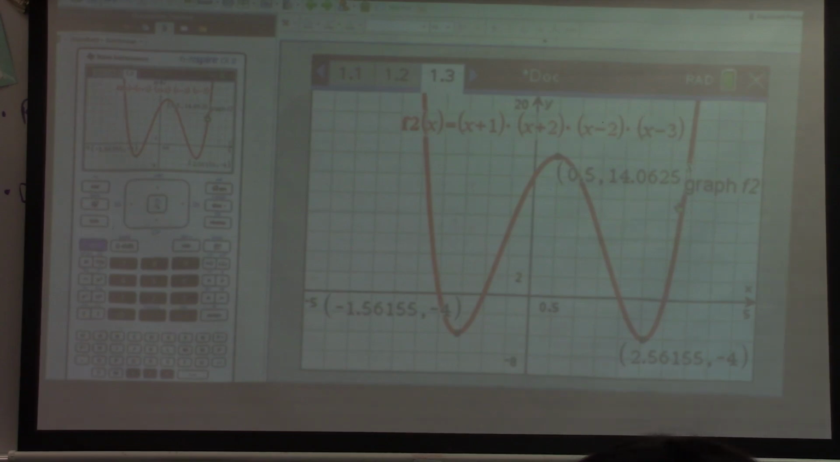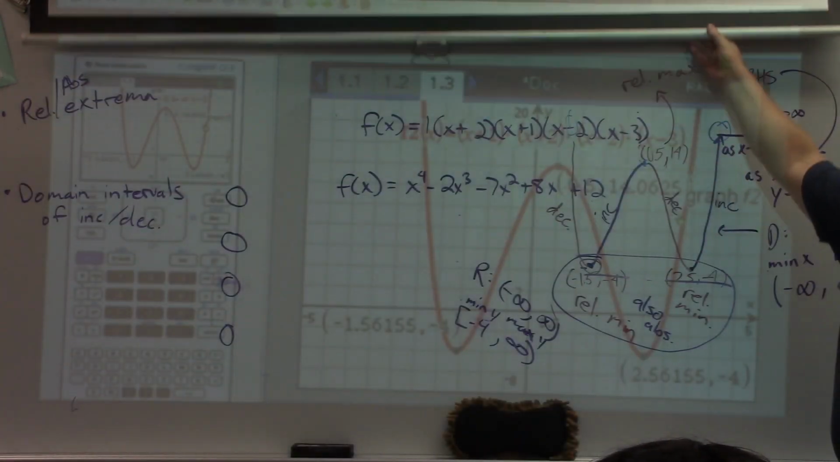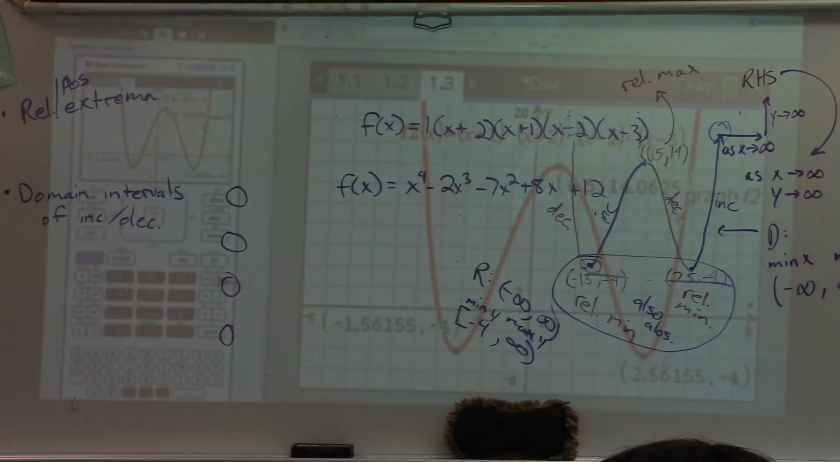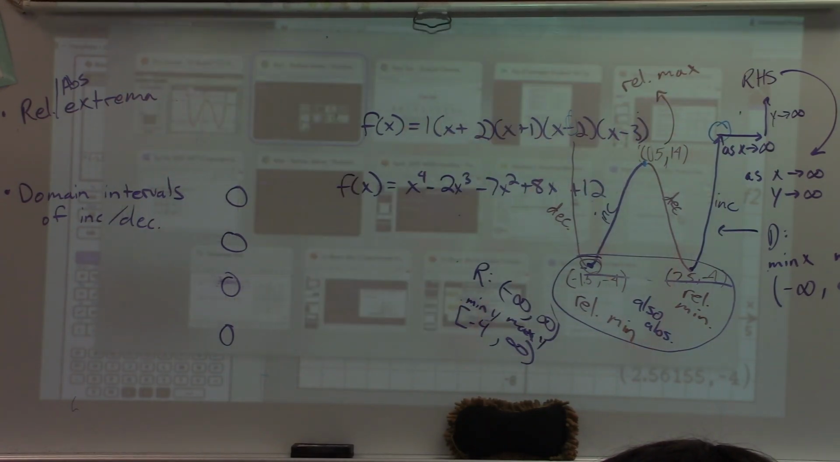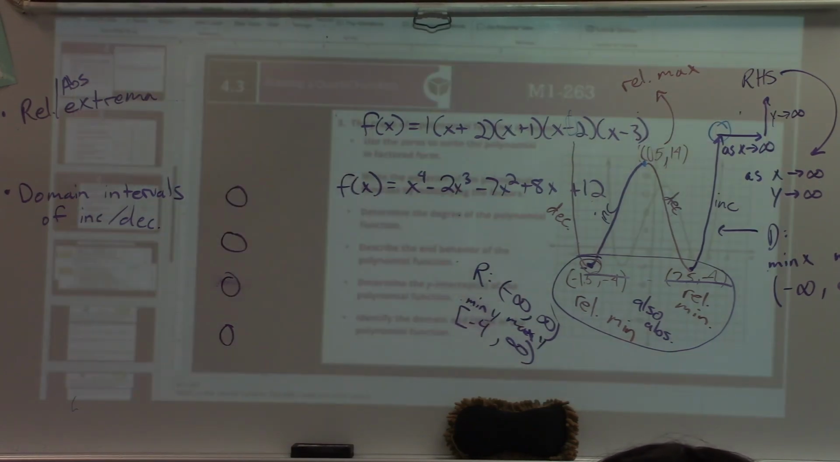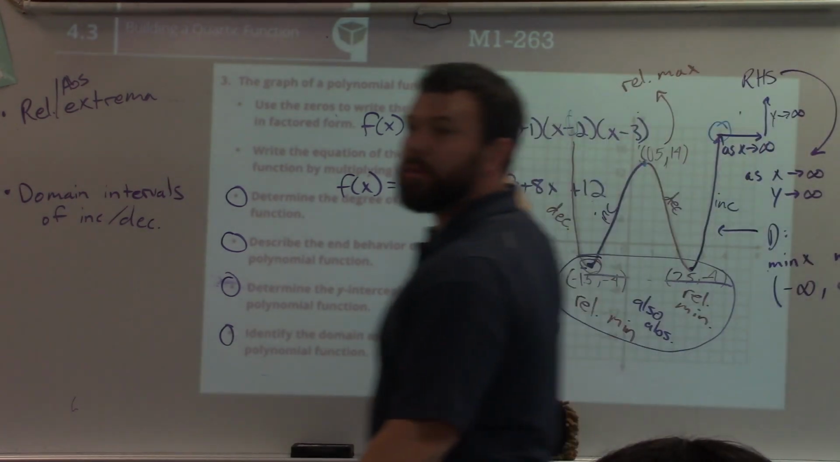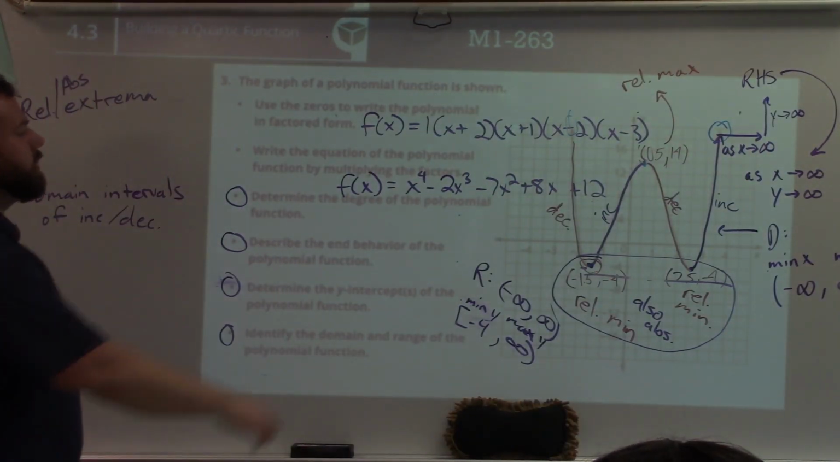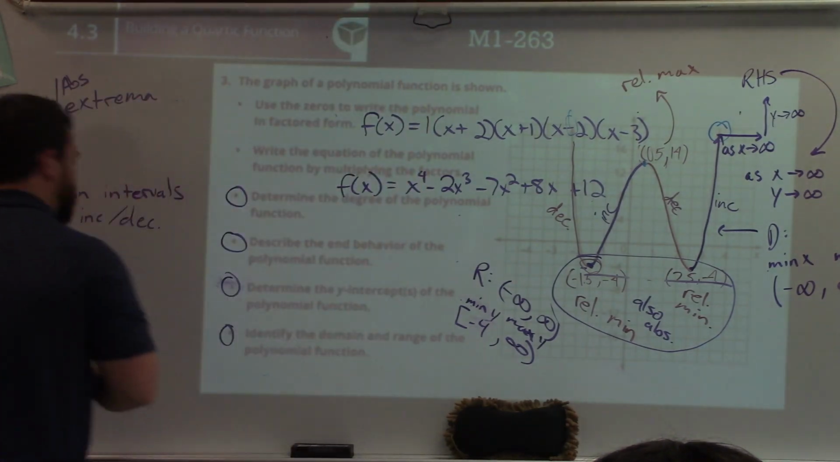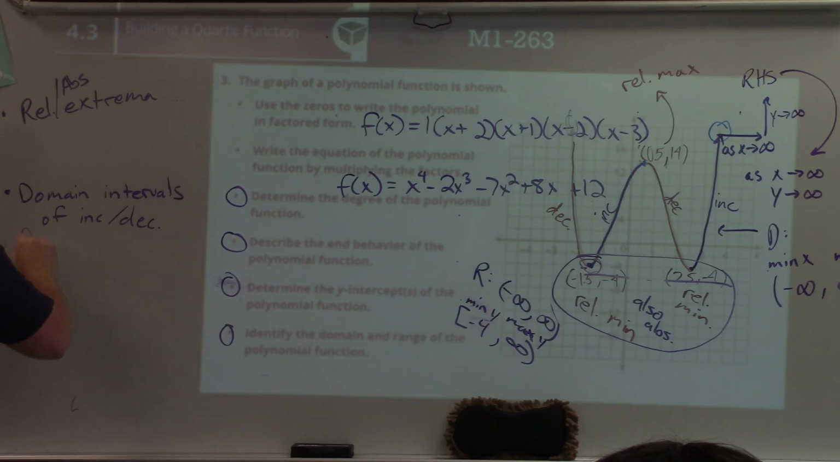All right. Last things though. So we've got our absolute and relative extrema. What other feature are extrema really helpful in helping us find? Domain intervals of increase and decrease. Notice we already did decrease, we labeled it, right? And so it starts decreasing way over here. So where does it start decreasing? Negative infinity. But it's going up, so why is it negative infinity?